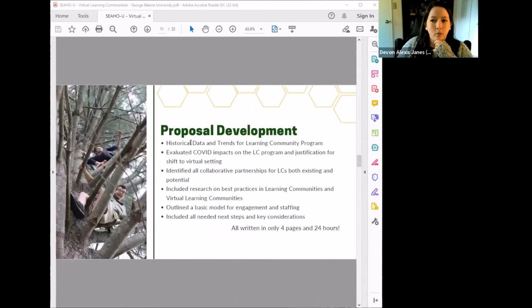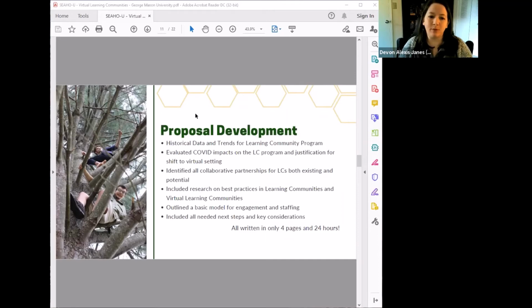Looking at planning, we also wanted to touch on the proposal that we have mentioned. This was a really important component of our planning process. From the moment that bullet point appeared in a division-wide presentation, it became really apparent that we were going to have to inform a large amount of people in a very short period of time about the entirety of the learning community program and the needs to change to a virtual learning community.